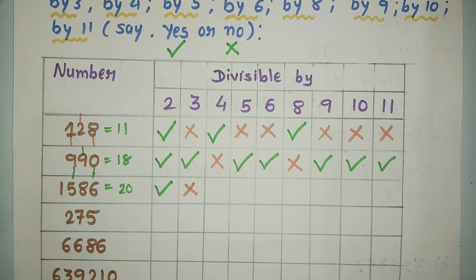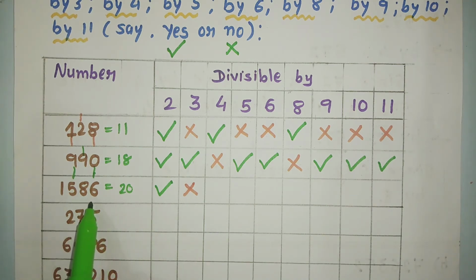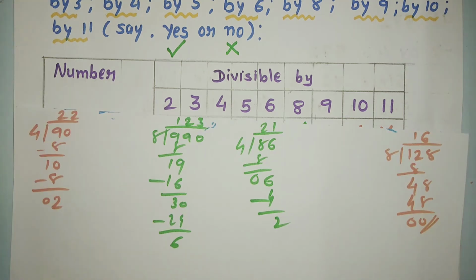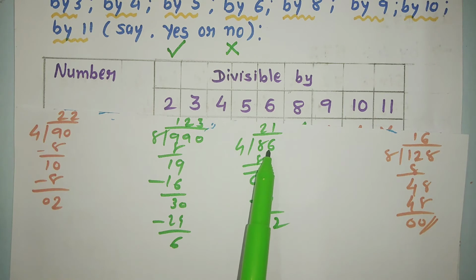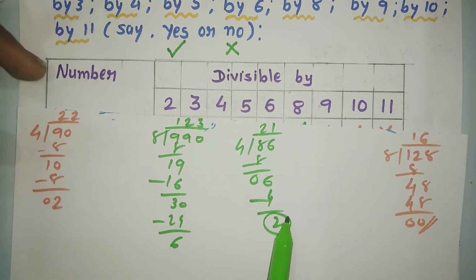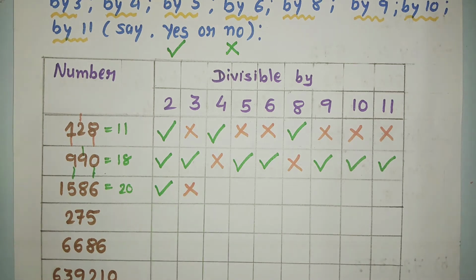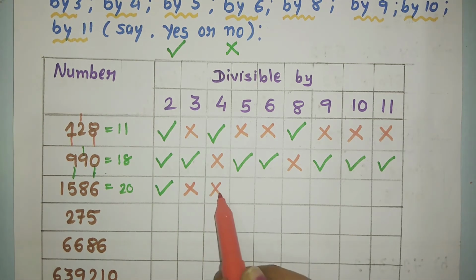What is the rule for 4? Last 2 digits should be divisible by 4. 86. Now let's check 86 is divisible by 4 or not. As you can see here, when you divide the 86 with 4, it leaves the remainder 2. So this number 1586 is not divisible by 4.